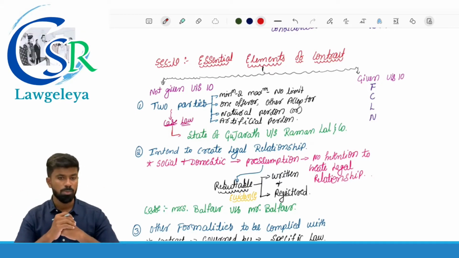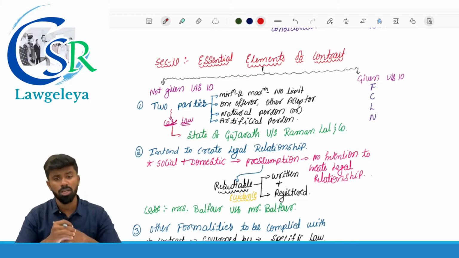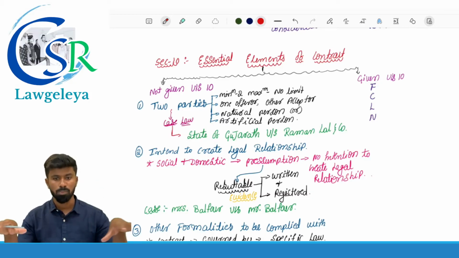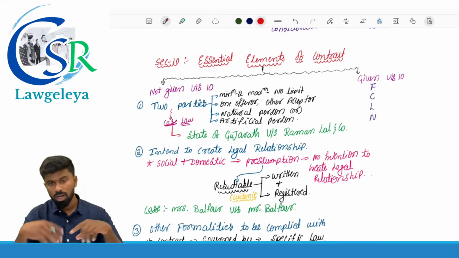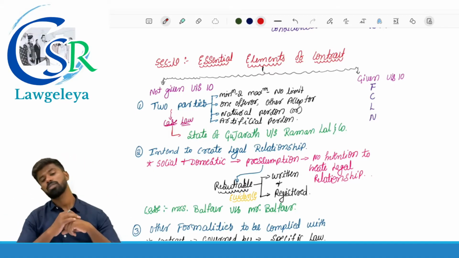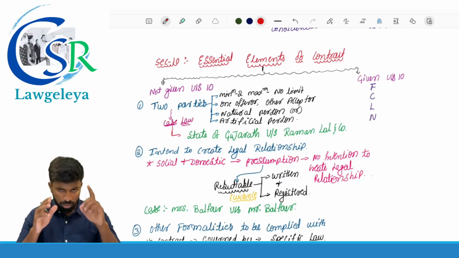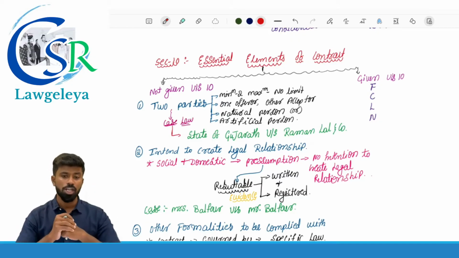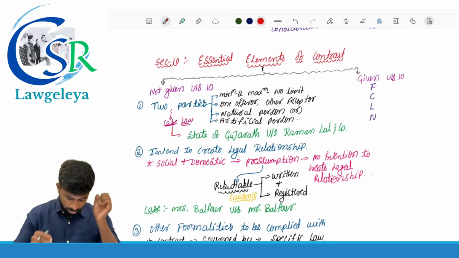First one, there must be minimum how many parties? Two parties. So you should write in the examination minimum two parties, maximum no limit. One is the offerer, other person is the acceptor, and this person can be a natural person as well as artificial person. And remember the case law is State of Gujarat versus Ramanlal and Co. Sir, what happened in this case, sir? I should explain.